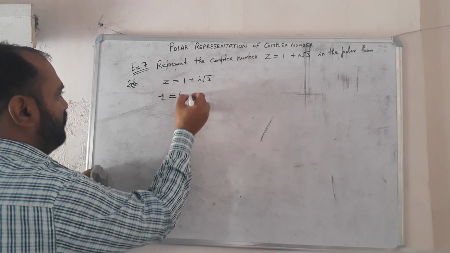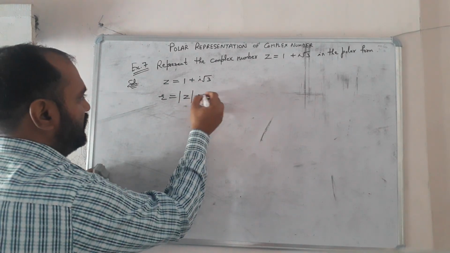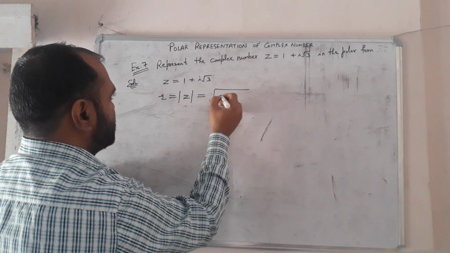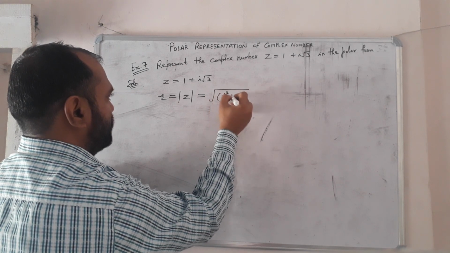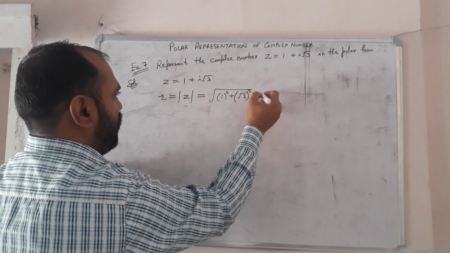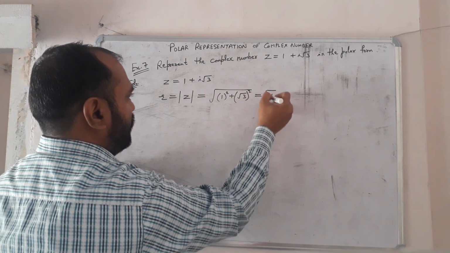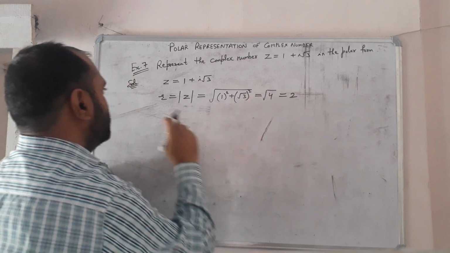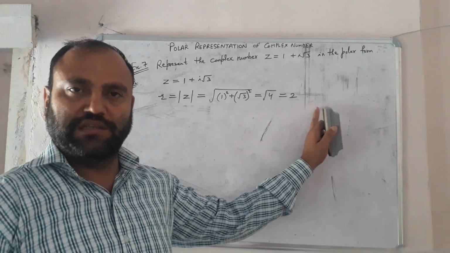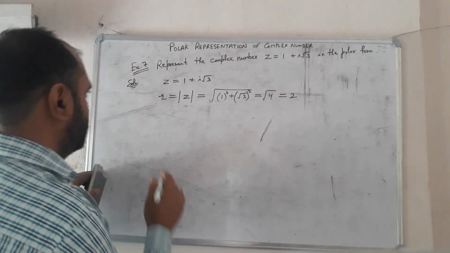R is equal to mod z, and you know the formula of modulus is square root of a square plus b square. A square means 1 square plus b square means root 3 square. So when you solve it, this becomes root 4 and its answer is 2. So the value of r is 2. So this is called modulus of a complex number.